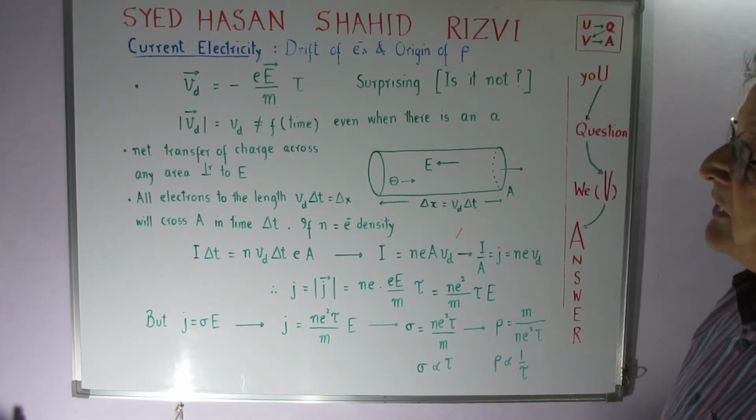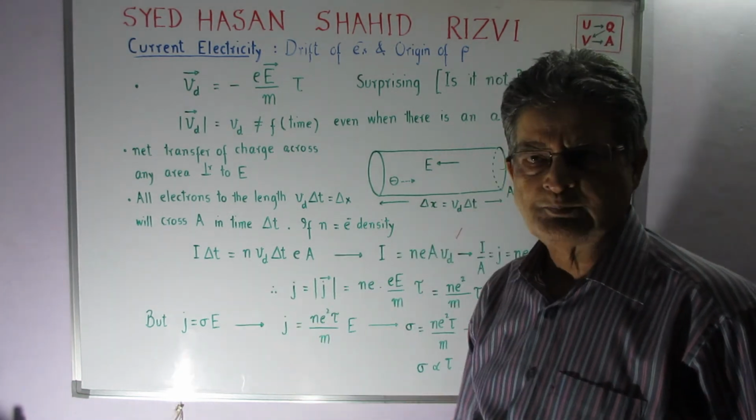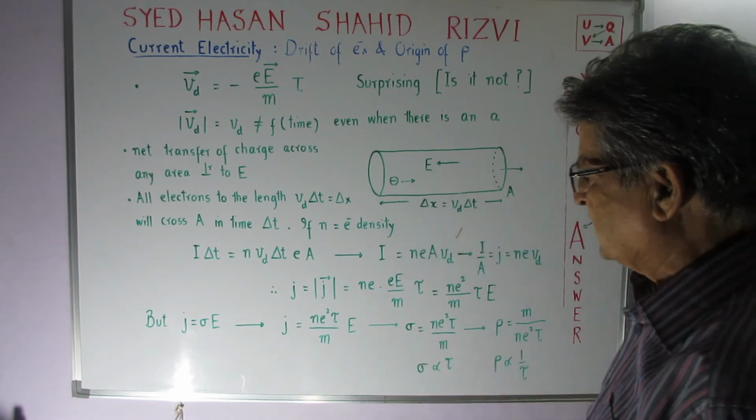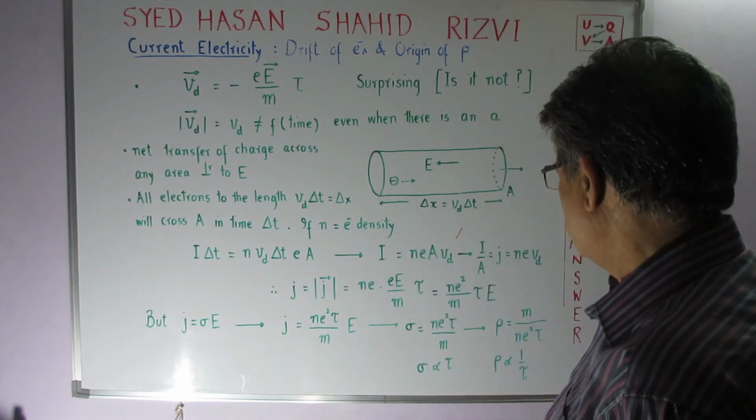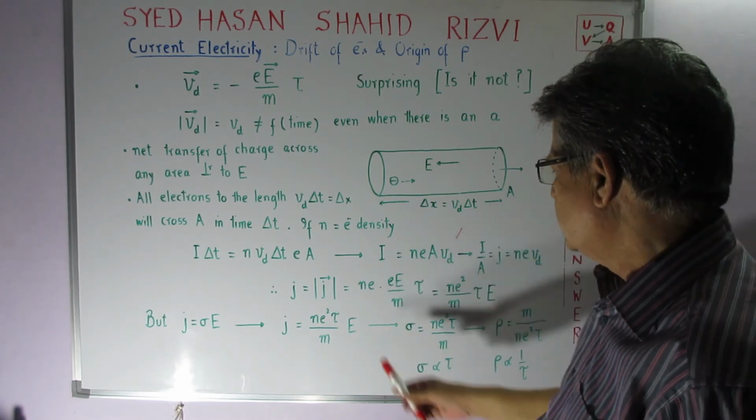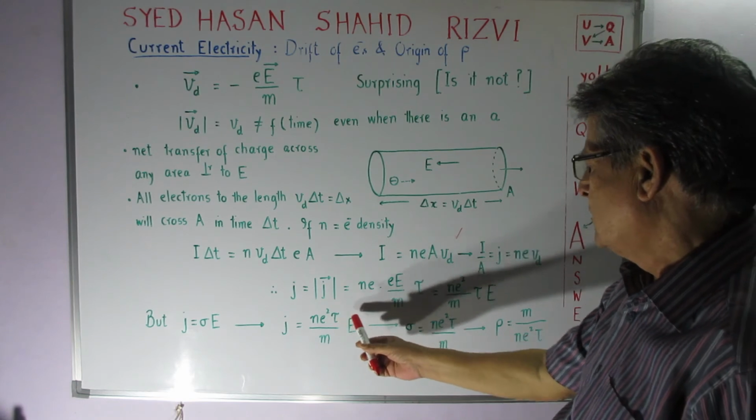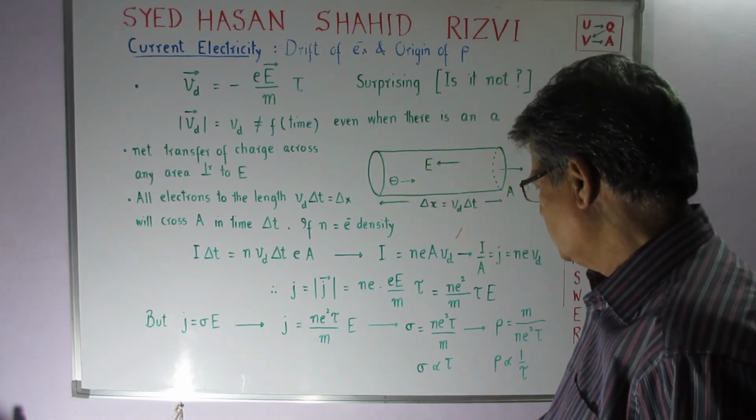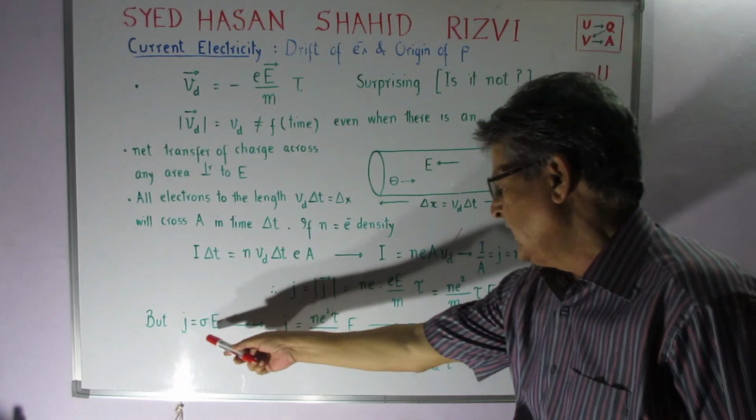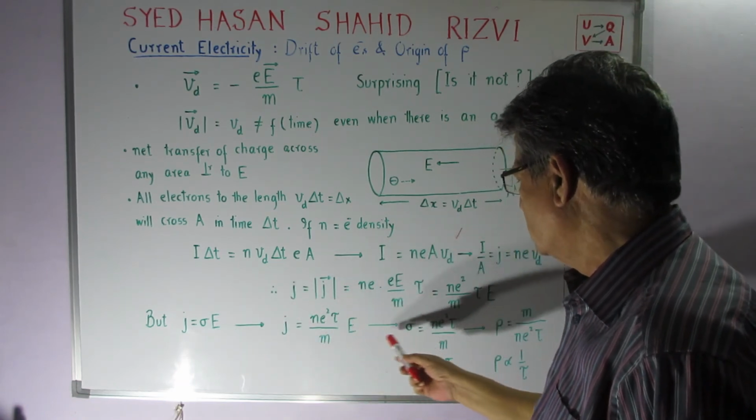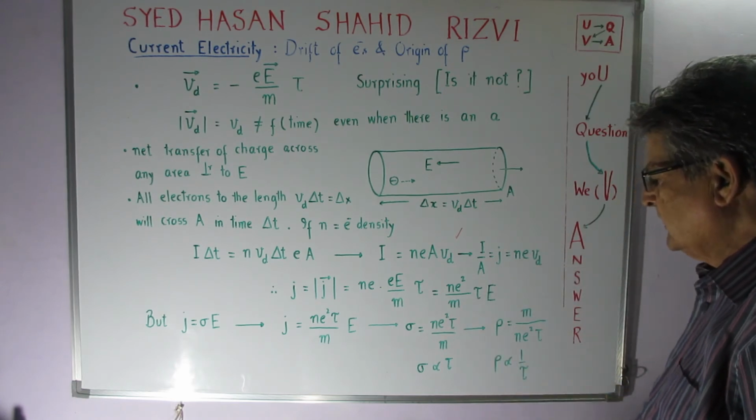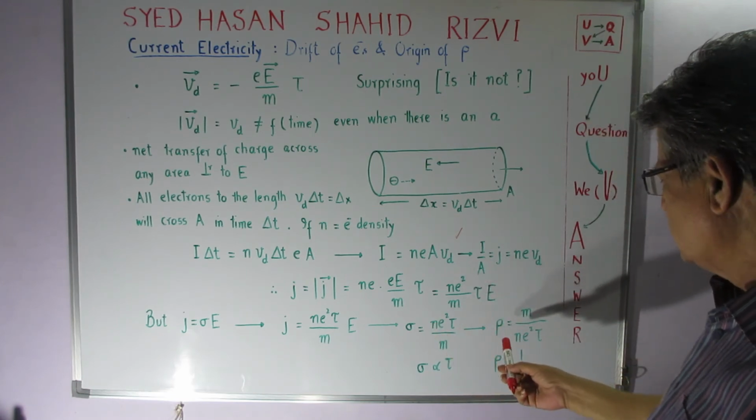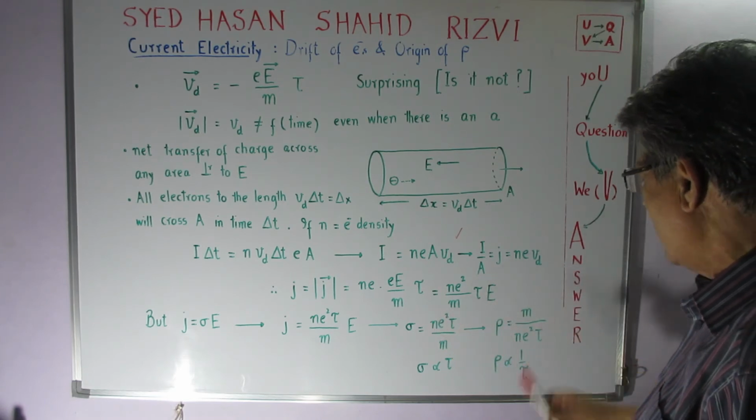But we have defined and obtained J equal to sigma E, where sigma is the conductivity. So J becomes, from this relation, NE square upon m into tau multiplied by the magnitude of the electric field generated by a potential difference. By comparison, this quantity becomes equal to sigma. So sigma is equal to NE square tau upon m. And because rho is equal to 1 upon sigma, this will become m upon NE square tau.